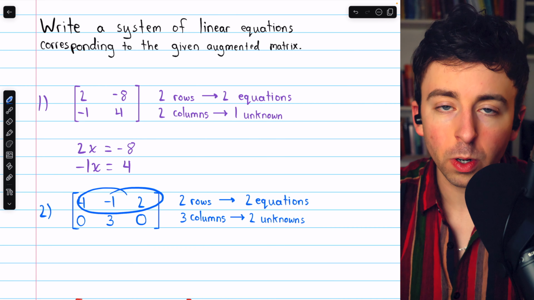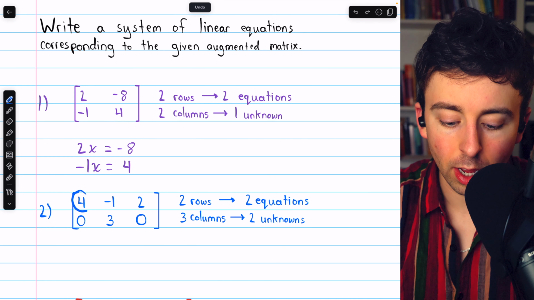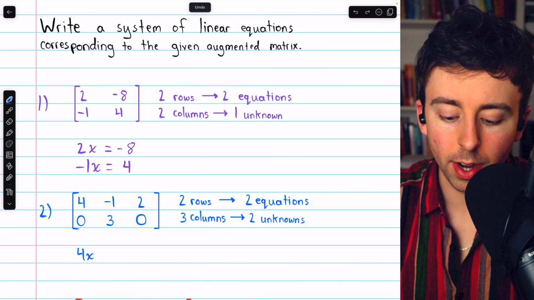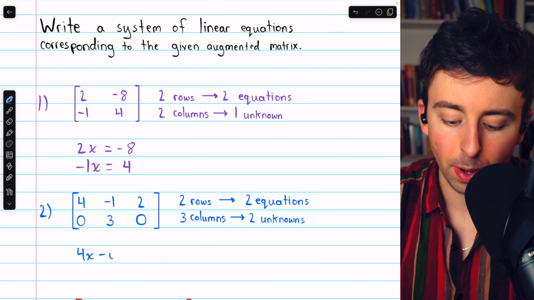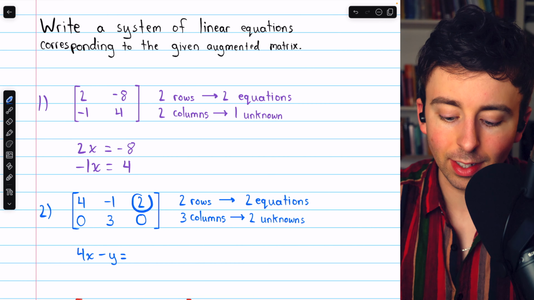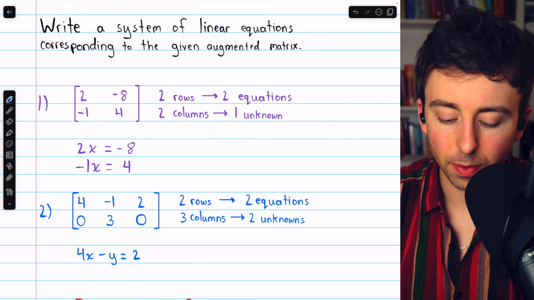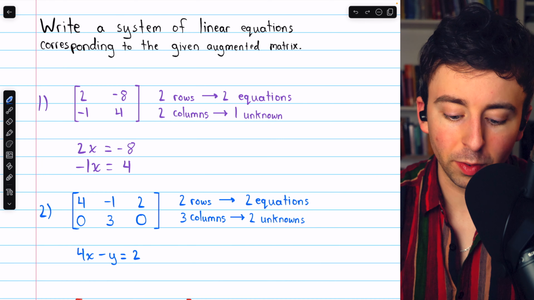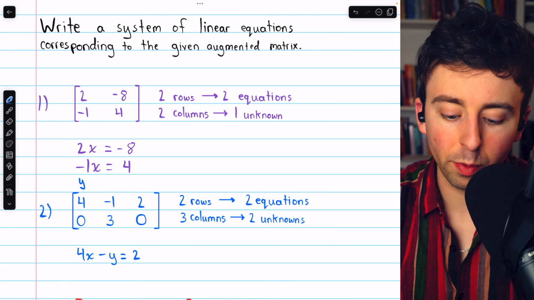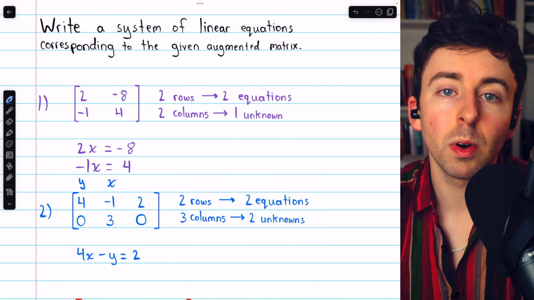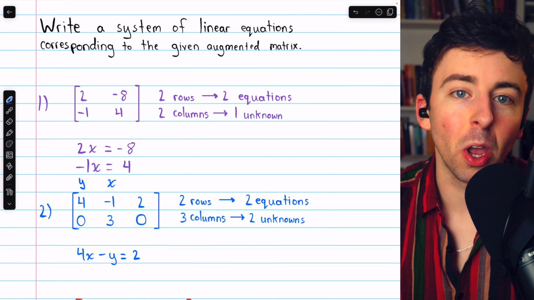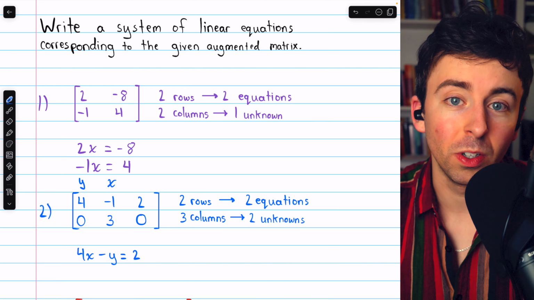From the first row, we get our first equation. 4 times x plus -1 times y, or just minus y, equals this constant of 2. And remember that what we call the variables doesn't really matter, so we could have let the first column represent the coefficients of y and the second column represent the coefficients of x. That's just a bad idea because it goes against convention, but you could do it if you like.